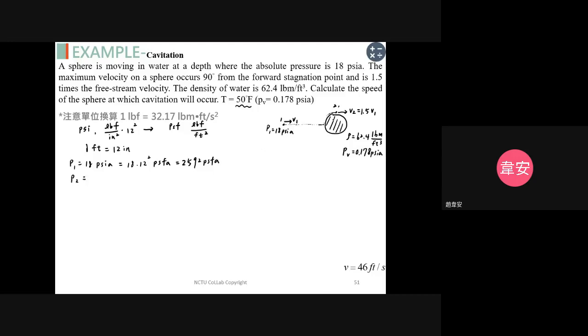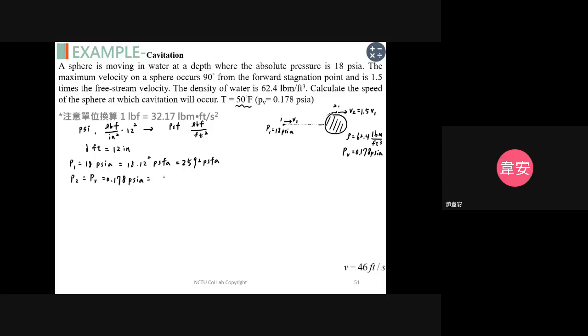P2 is the pressure at the location on the top of the sphere. Because our question is focused on the cavitation phenomenon occurring, that means the pressure at this point should be equal to the vapor pressure. And the vapor pressure at the certain environment temperature here is 0.178 psia.